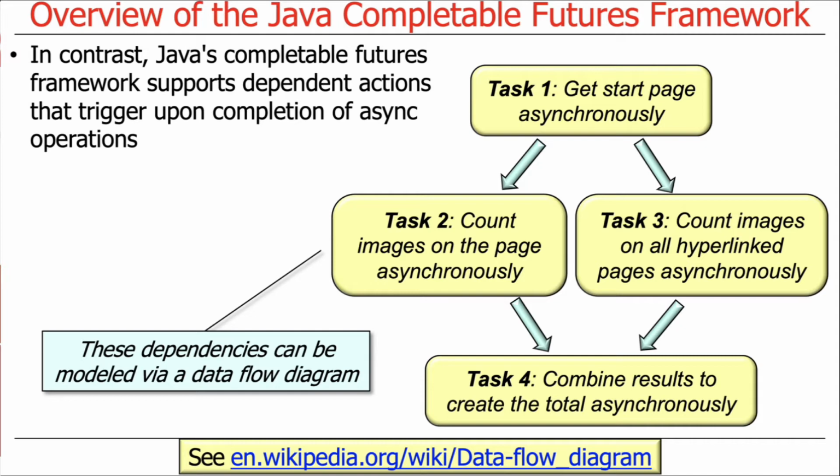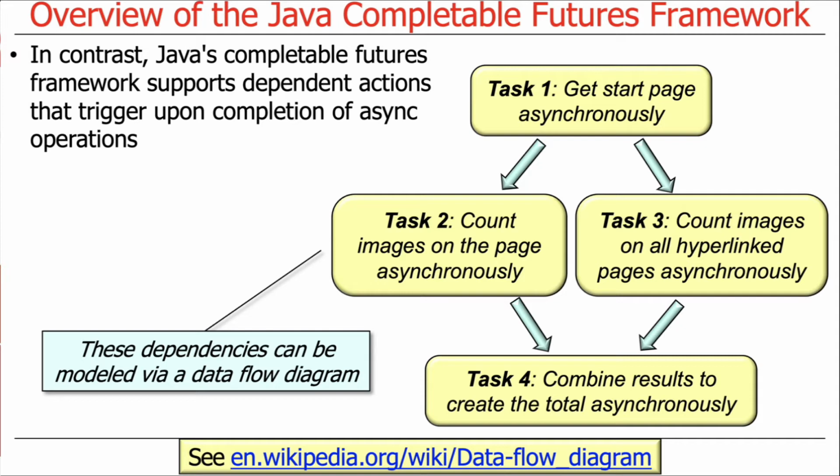And then we're going to have task 2 and task 3, which can now run in parallel. Task 2 and task 3 are triggered when task 1 completes. So when we finish downloading the web page, then task 2 and task 3 can start to run in parallel. What we're basically doing there is forking off 2 new asynchronous tasks when the first asynchronous task completes. Task 2 will count the number of images on the page asynchronously. And task number 3 will count the number of images that are reachable from that page via the hyperlinks. And that will also be done asynchronously.